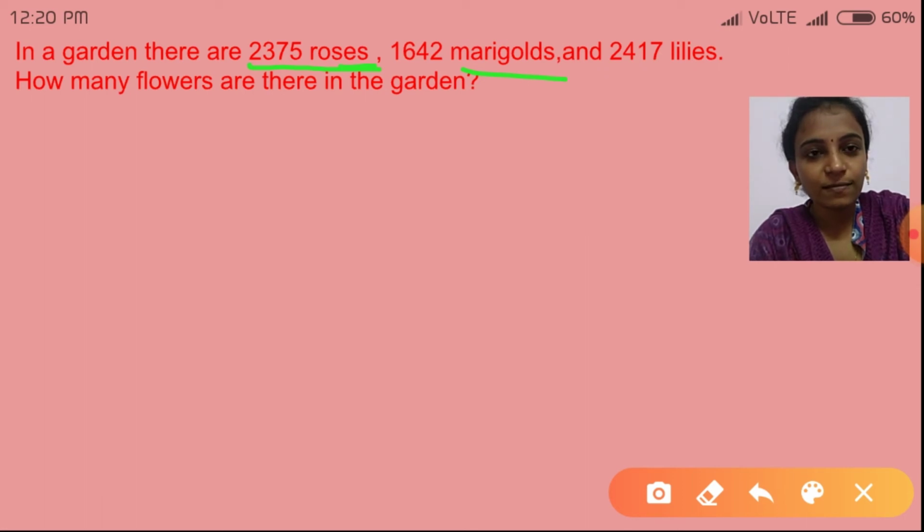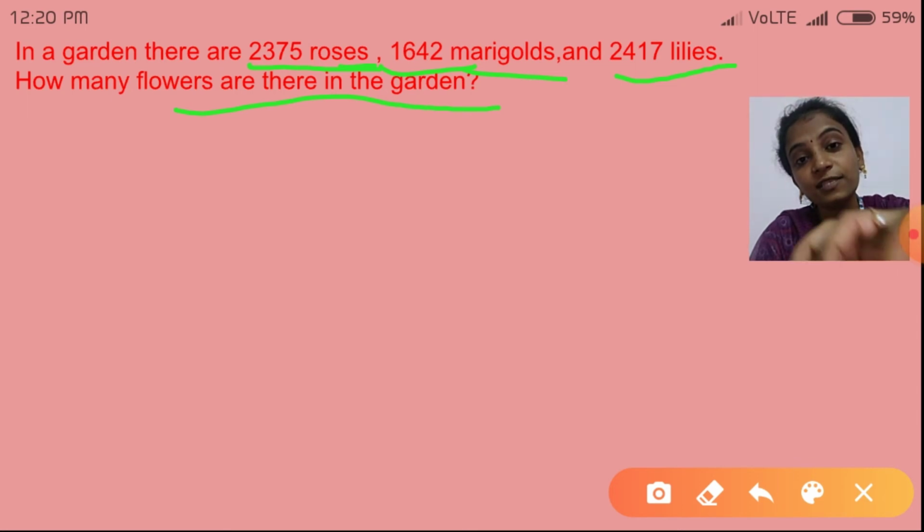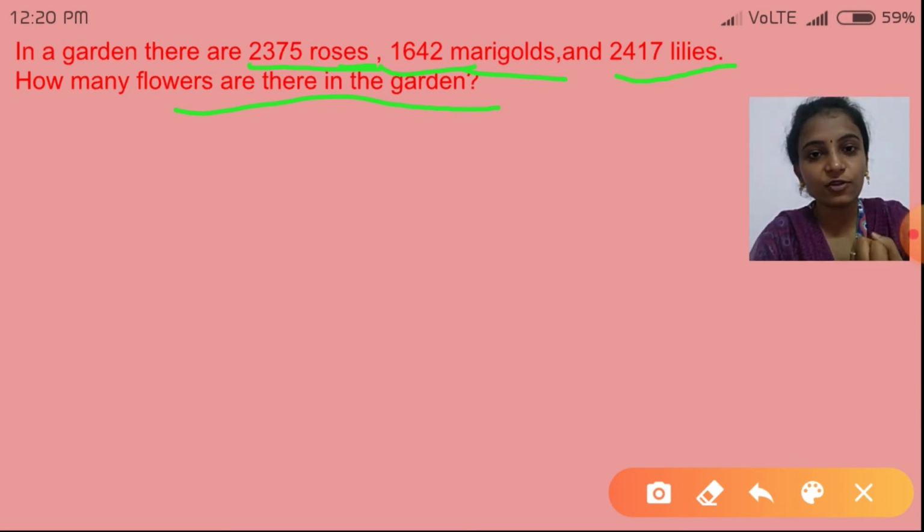Okay, marigold. How many marigolds are there? 1642 marigolds are there. And 2417 lilies are there. You all know lilies, I know you all know that. So how many are there in the garden? That means they have given indirectly the total number of flowers. We have to count the total number.